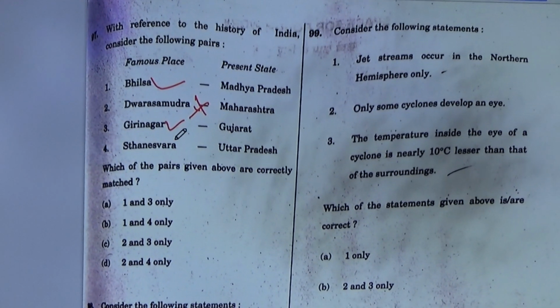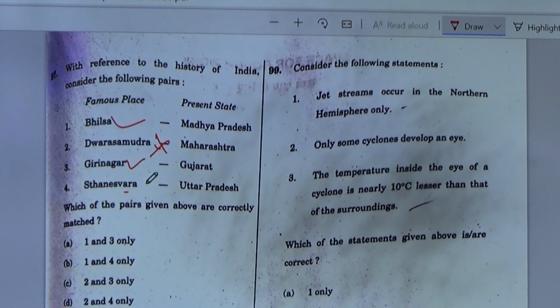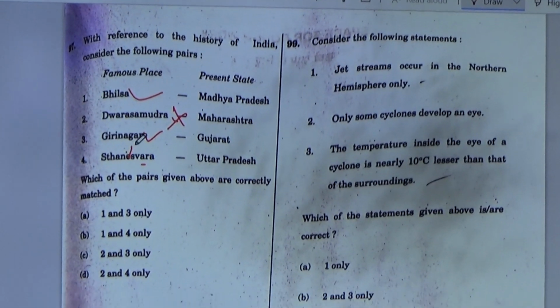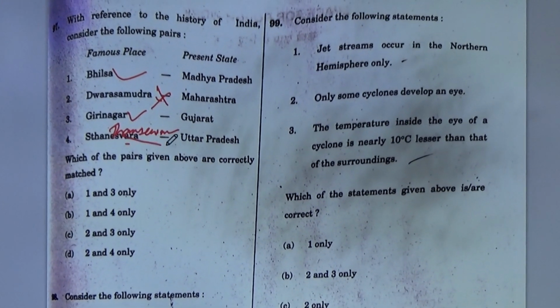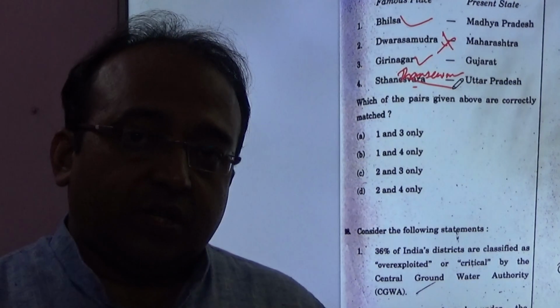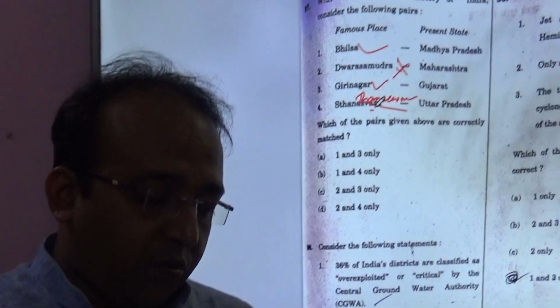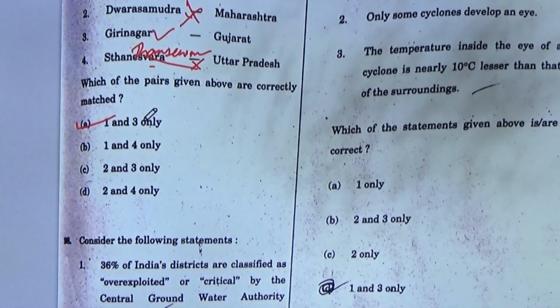So Bhilsa is correct, Gujarat is correct. Sthanaveshwara, Thaneshwar, that is what it is. Thaneswar is the capital of course of the Harshvardhan dynasty. Capital was Thaneswar only. It was in Haryana, not in Uttar Pradesh. So it is also incorrect. So here the answer is 1 and 3. So 1 and 3 would be the appropriate answer here, in this question.